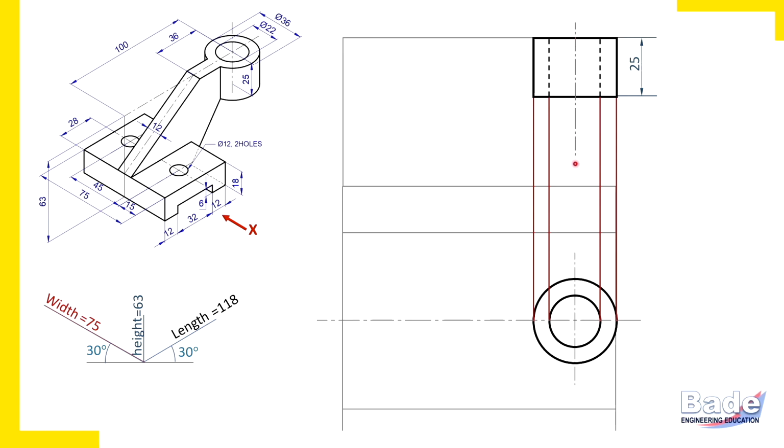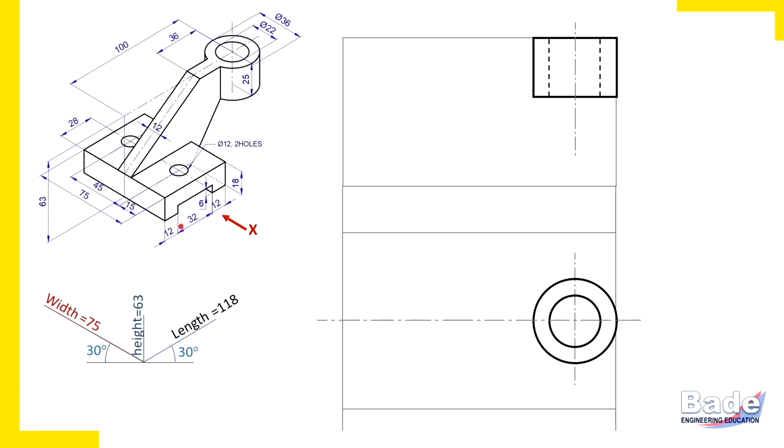Now we should proceed to the second part of the object, that is the base plate. So let's draw that base plate. Try to understand once again. In the top view, you get the overall length of the base plate and the width of the plate. Length horizontally and width vertically.